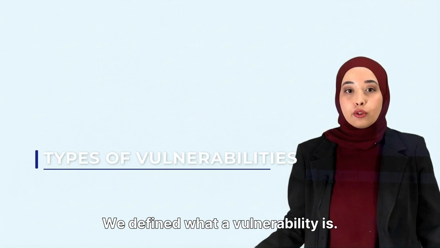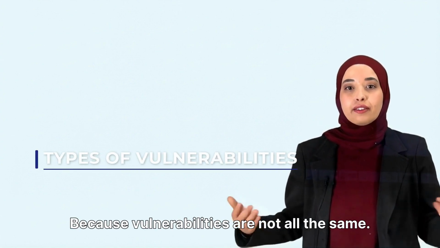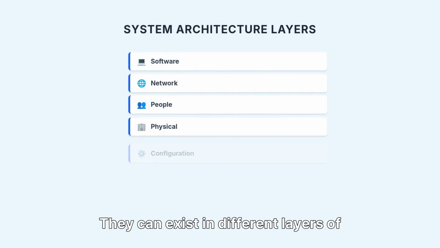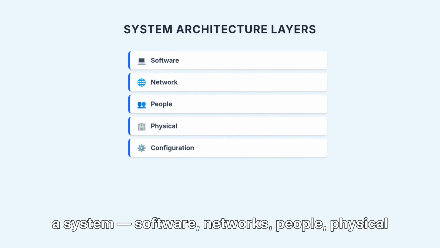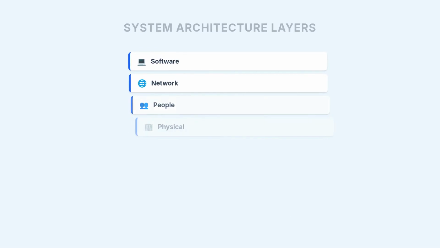We defined what a vulnerability is. Now let's go deeper, because vulnerabilities are not all the same. They can exist in different layers of a system: software, networks, people, physical environments, and system configurations. Understanding these categories helps us identify where risk truly lives.